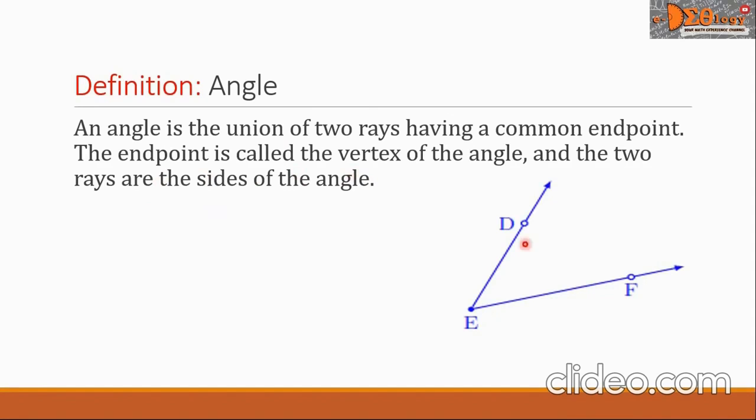In the figure, the two rays are here, the ray ED and ray EF. The point E is the vertex, that is the common endpoint. This angle is named angle. This symbol is used to denote an angle. So this is angle DEF.